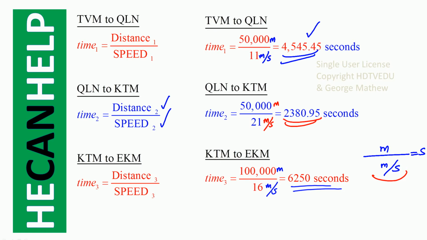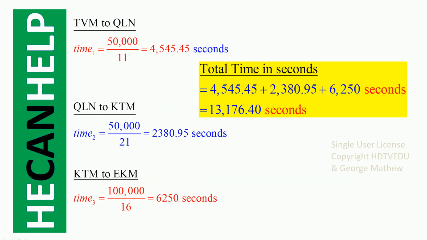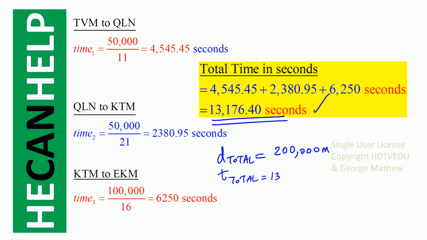So we have the time to go for each segment. Total distance divided by total time gives you the average speed. So here is the total time, 13,176.40 seconds. Total distance is 200,000 meters. Total time is 13,176.40 seconds. So what is your average speed?